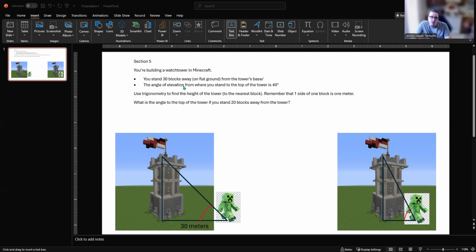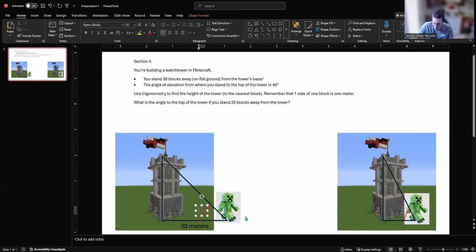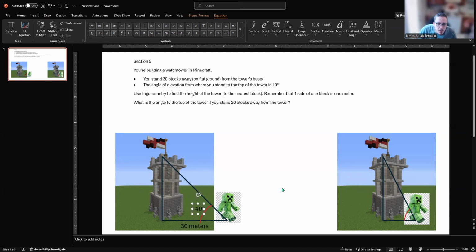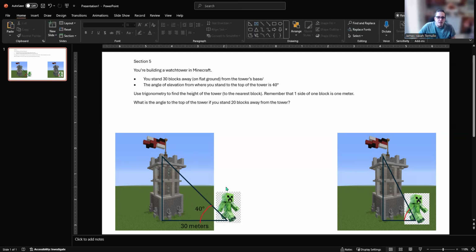So you're building a watchtower in Minecraft and you stand 30 blocks away from it. The angle of elevation from the ground to the top of the tower is 40 degrees. So I'm going to go ahead and add that in right here, and we'll move that into a better place. All right, and so we have our little character guy standing 30 blocks away.